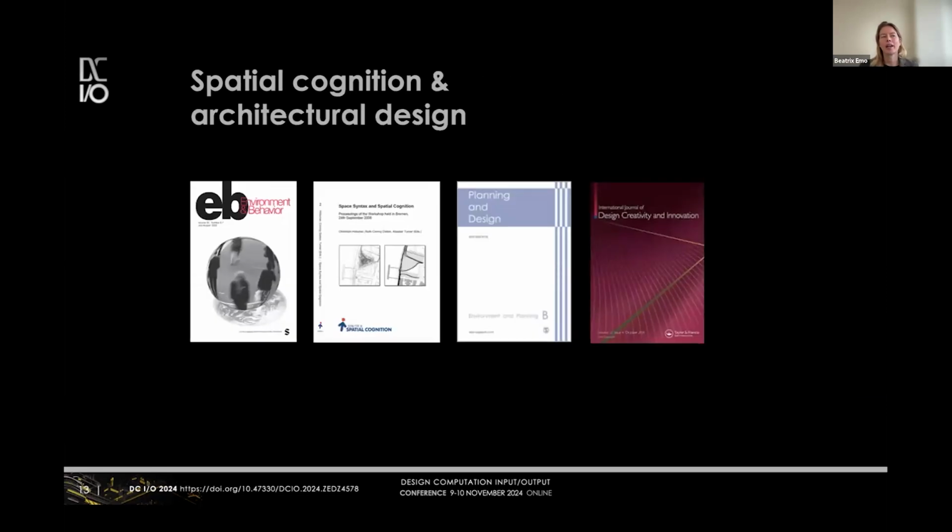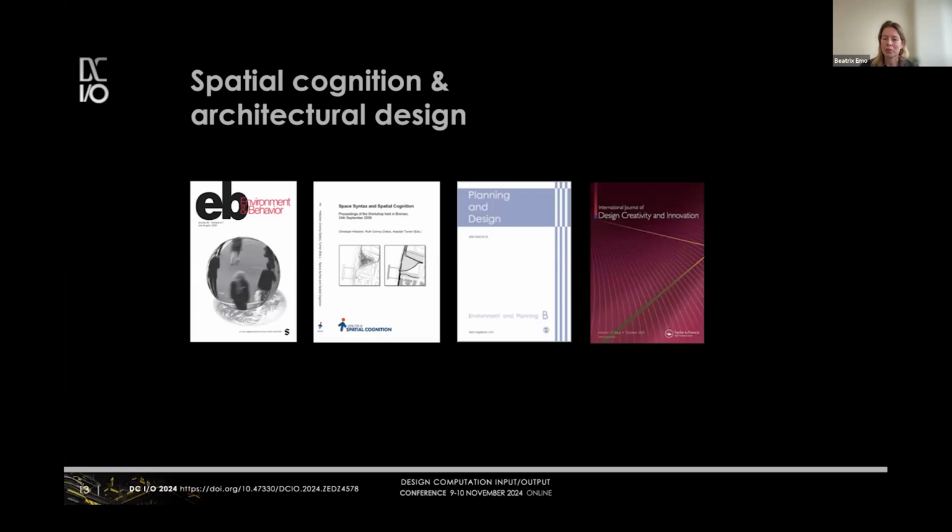And so I am part of this body of literature that is looking at the intersection of spatial cognition and architectural design. And these are some of the special issues of journals that are quite important, I feel, starting off with Environment and Behavior from 2003 that has lots of really great articles. There was a workshop held in 2006, Space Syntax and Spatial Cognition, and the Planning and Design special issue from 2012 is also fantastic if anyone wants to read that.